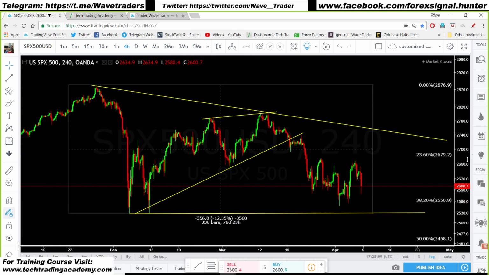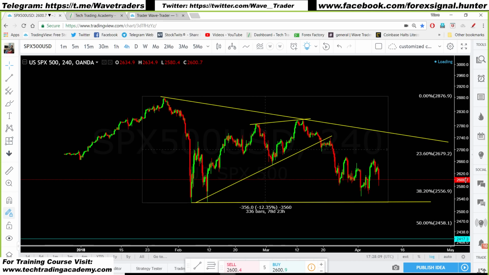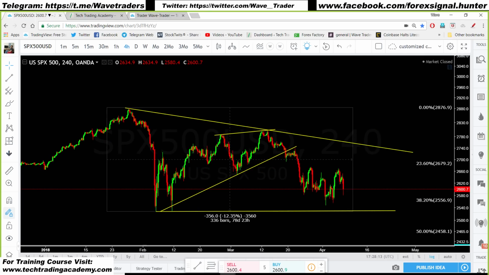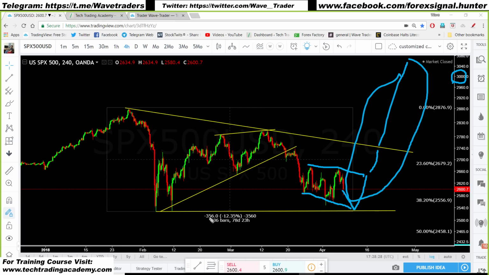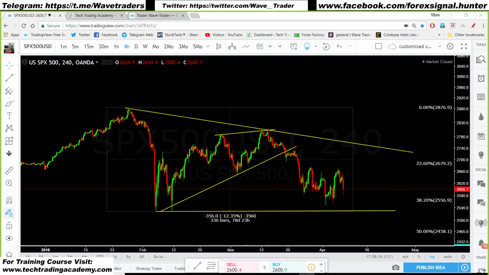Same here, you see that? S&P 500, what is your trade? Let the market test that bottom, this area. This is your trade, 3,000. If price is going to break down that bottom, like that bottom, buy.